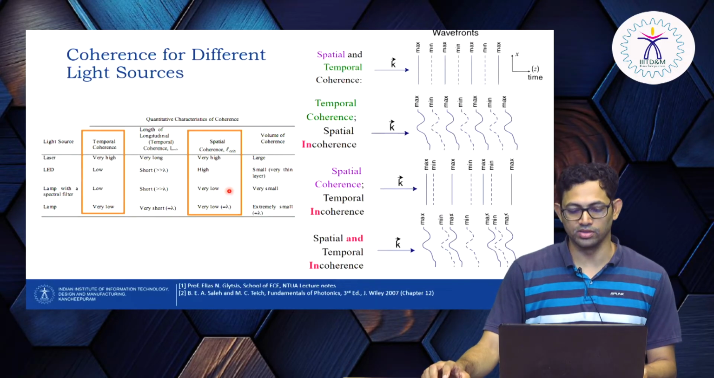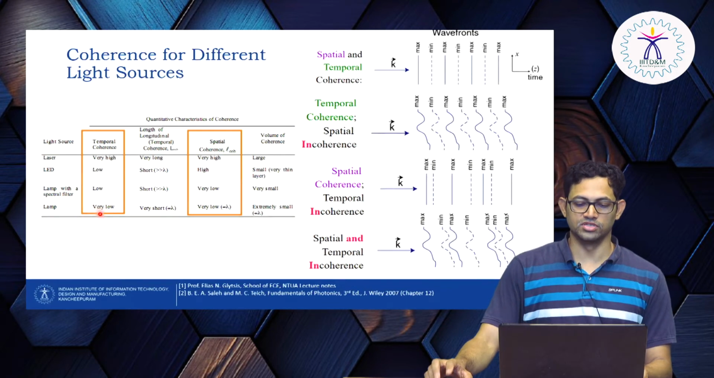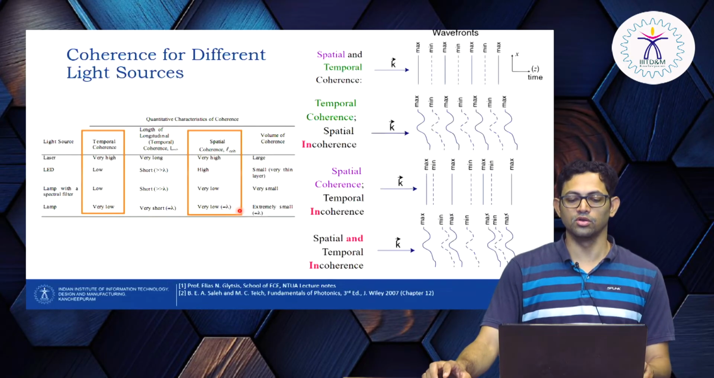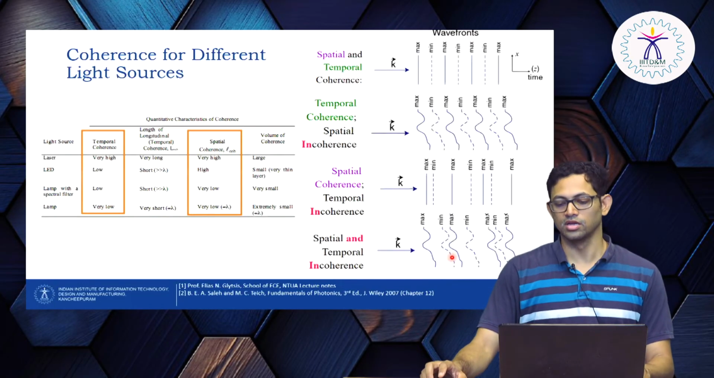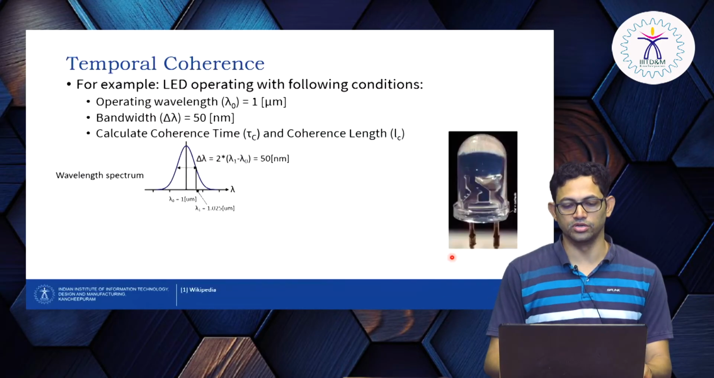So both would be poor in this case. Right. Now when I apply a lamp without the spectral filter, it has both very low temporal coherence as well as very low spatial coherence. So it will be something like this one. Based on the applications, we actually need to change it.